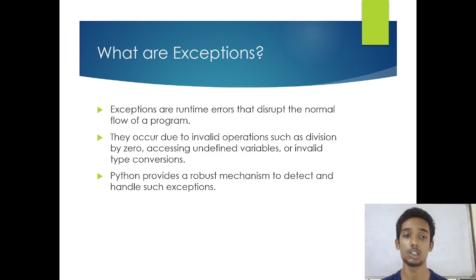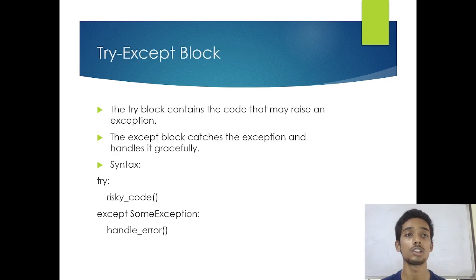So how to overcome this? Python provides a robust mechanism to detect and handle such exceptions. Some of the ways are using the try except block. The try block contains the code that may raise an exception. Then the except block catches the exception and handles it gracefully.